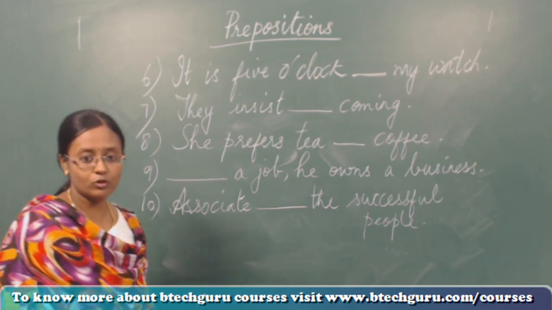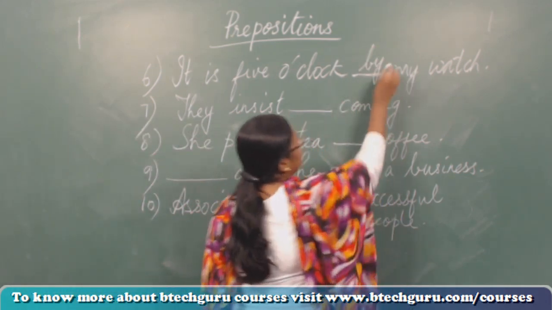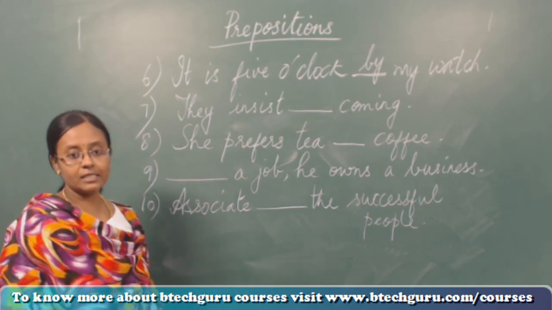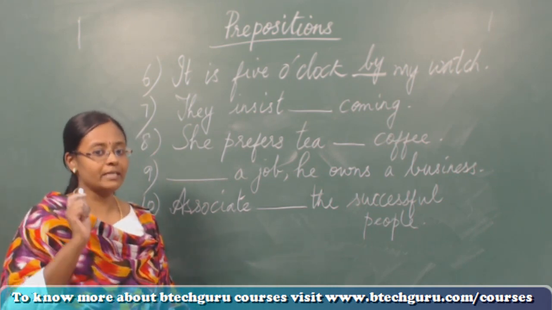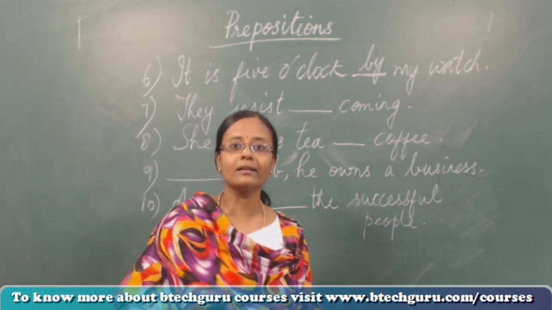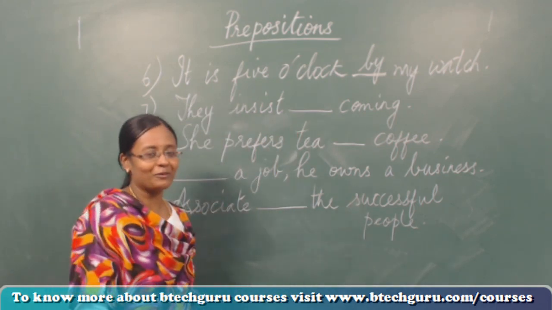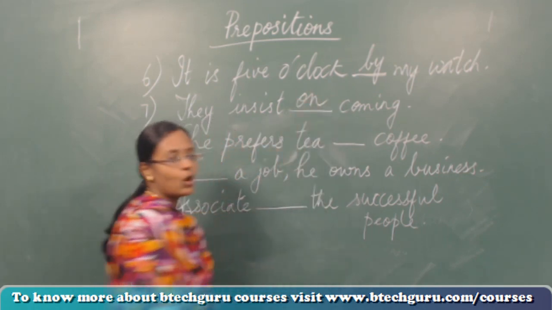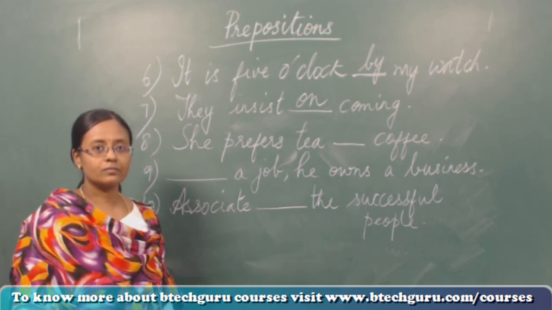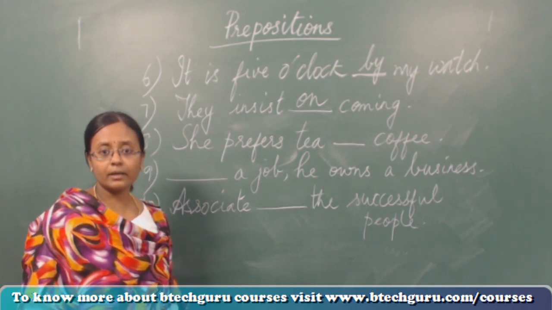Number 6, has anybody posted the answer? Yes, very good. By is right. That's Monica. Okay. 7. They insist. Now if anybody types the answer wrong for this one, 7th, it means you have not listened well. Just a few minutes back we wrote this sentence on the board. It is on, always on after insist. Okay. She prefers tea. 8, number 8.